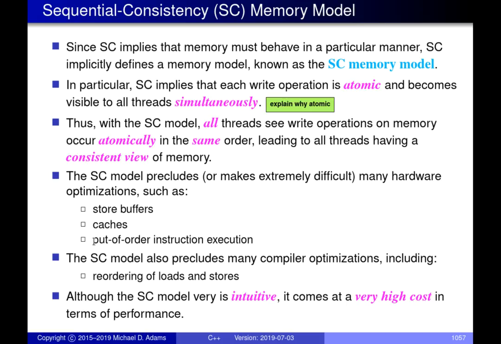So there's a lot of hardware optimizations that can be performed, and effectively a similar effect can be achieved by doing certain transformations on your code in the compiler. A very common optimization in the compiler is to reorder loads and stores. Loads and stores are just reads and writes to memory. So often reads and writes can get reordered just because it can help to hide some latency with memory accesses and so on. These sorts of optimizations are also effectively precluded by sequential consistency.